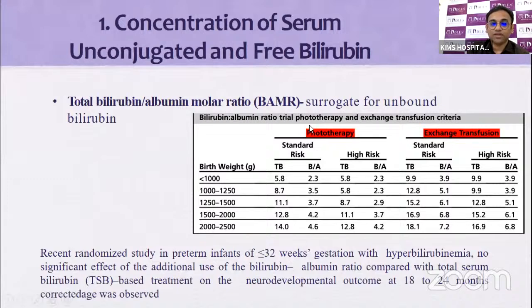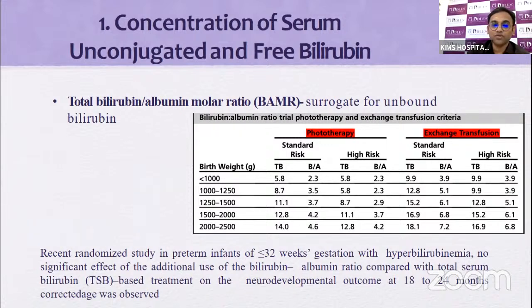As we have said, the free bilirubin that is not bound to the albumin is the most important contributory factor for developing kernicterus. However, it is very difficult to measure the free bilirubin level that is not bound to the albumin. So we use the BAMR, that is the total bilirubin to albumin molar ratio, as a surrogate for the unbound free bilirubin levels.